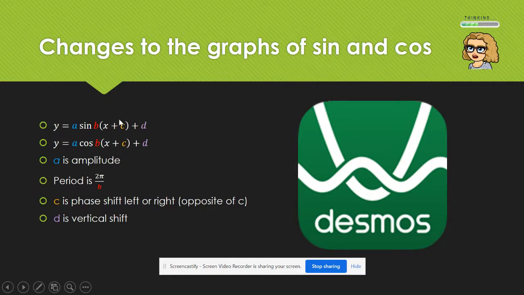If we're adding or subtracting a number with the x in parentheses, that's called your phase shift, and it's your horizontal shift, left or right. And it's always the opposite of what the sign says. So if it's plus, that actually means you're moving it backwards to the left.